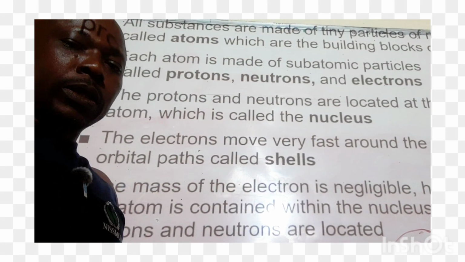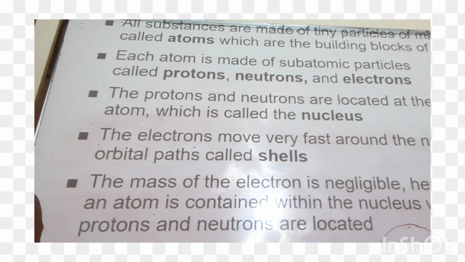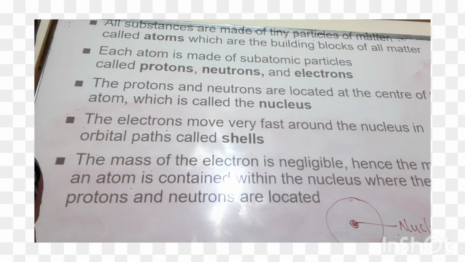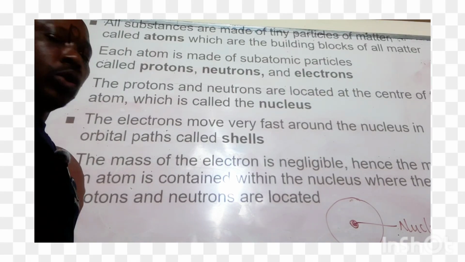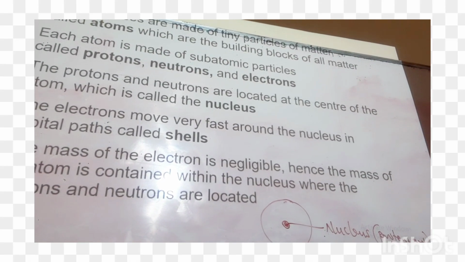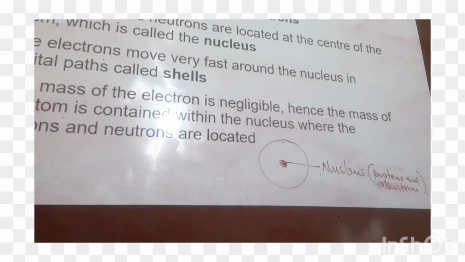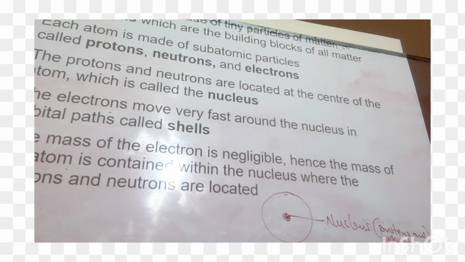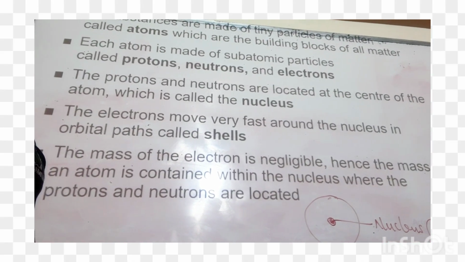That is what is present, how the atom is made up. The center contains protons and neutrons. Protons and neutrons. What about the electron? Where can we find the electron?